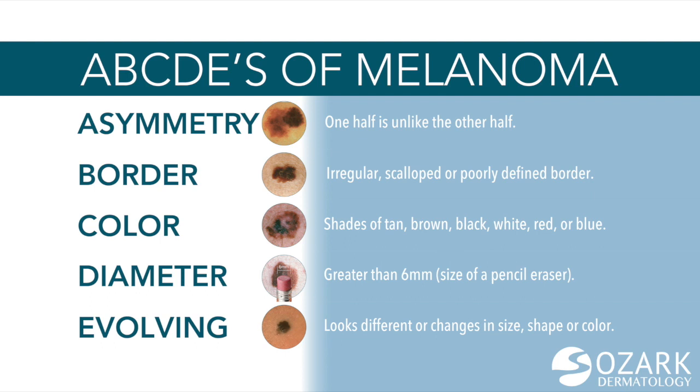D stands for diameter, generally greater than 6 millimeters in diameter. That's about the size of a pencil eraser. But also important is E, which stands for evolution. These melanomas, they're dynamic tumors. They don't just sit there month after month. They grow and change. So over months, you may notice a change in the size, the shape, the outline, and the color.